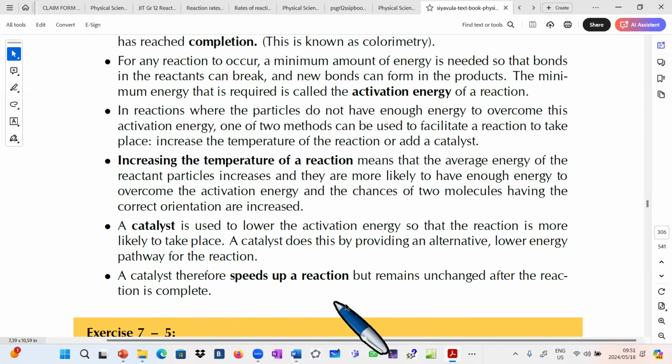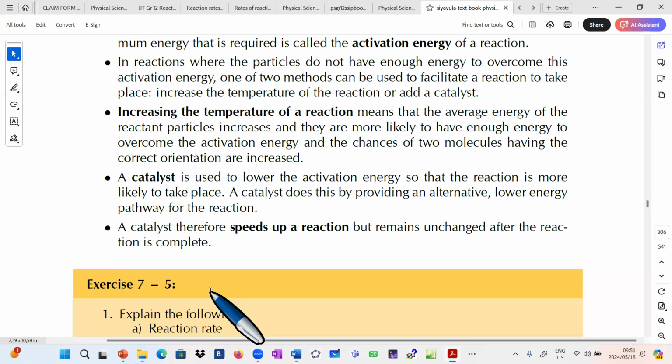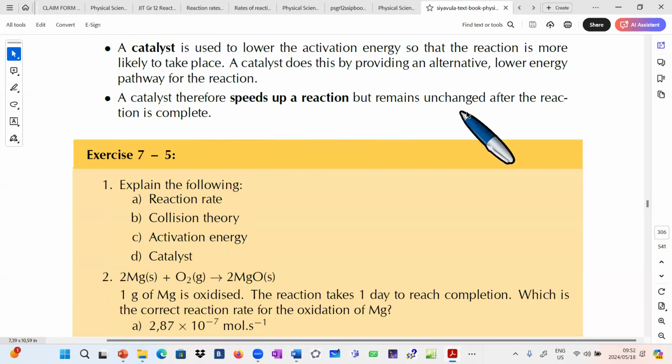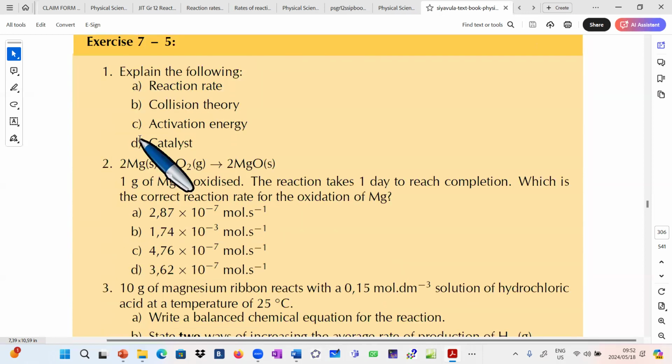A catalyst speeds up a reaction but remains unchanged after the reaction is complete.